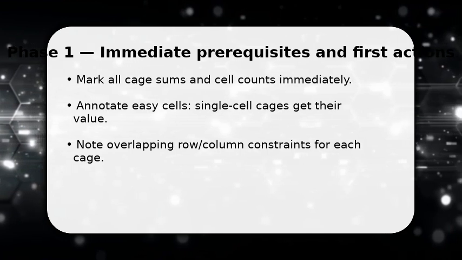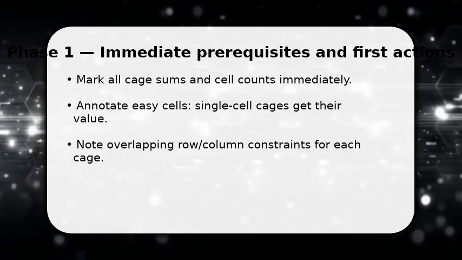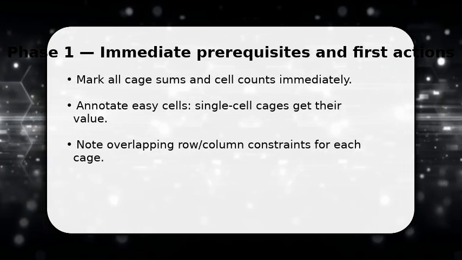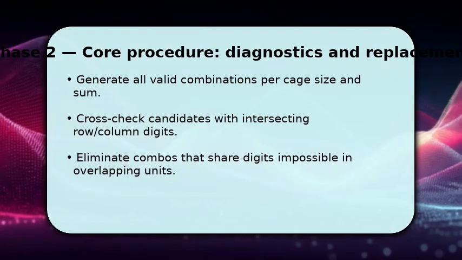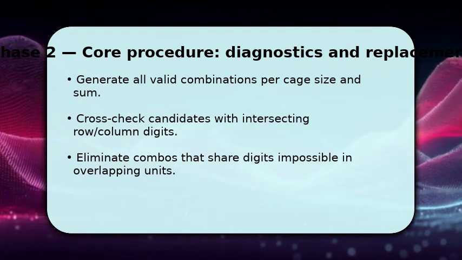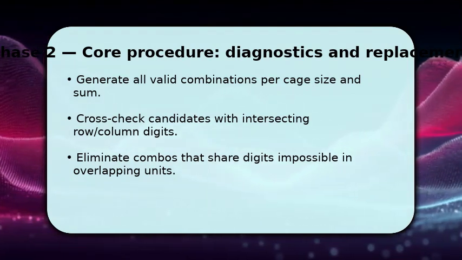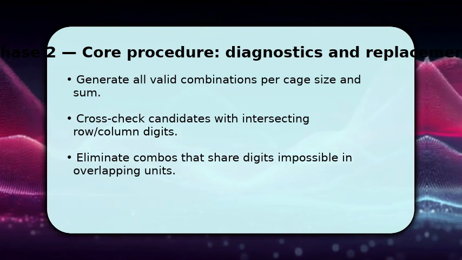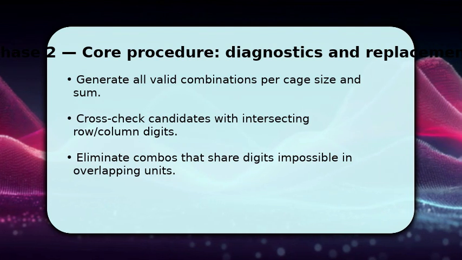Use small pencil marks for candidates and keep a running list of possible combinations for 2 to 4-cell cages so you don't recalculate later. Now generate all valid combinations for each cage size and sum and write them beside the cage. This is where reasoning replaces guessing. Then, intersect those combos with the row and column candidates.